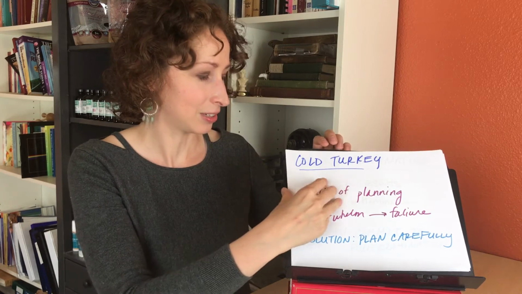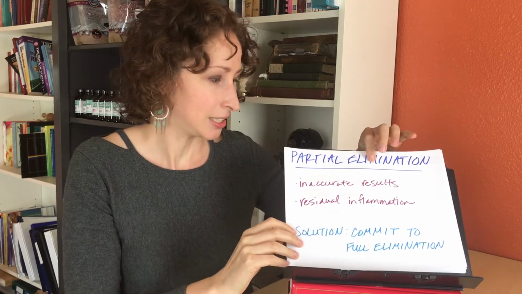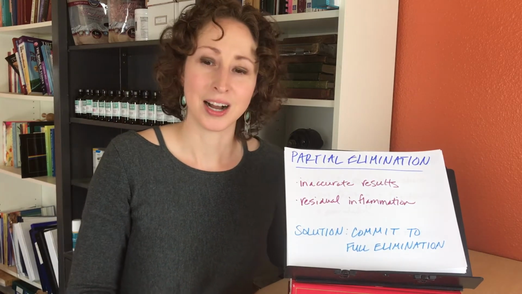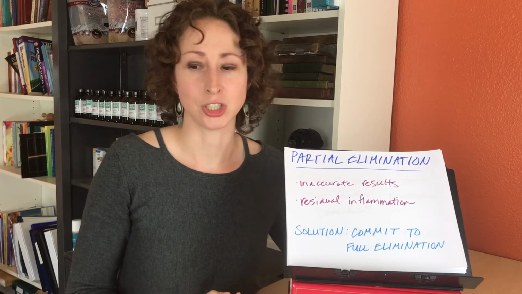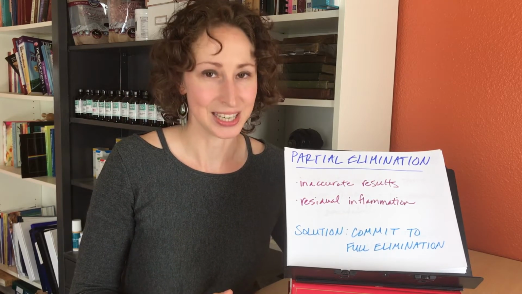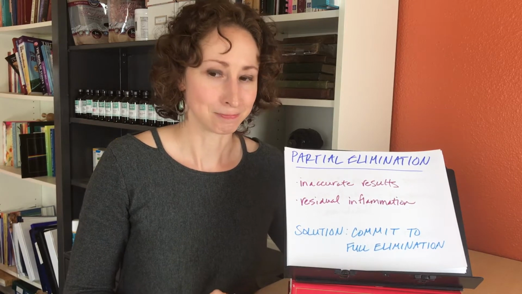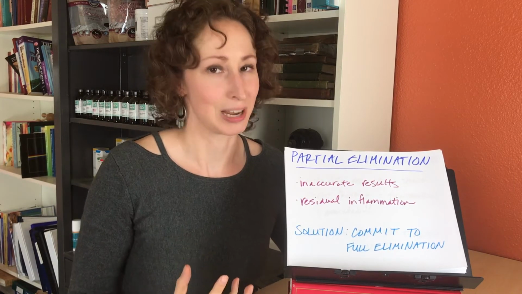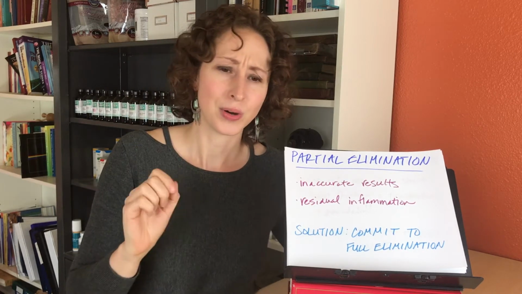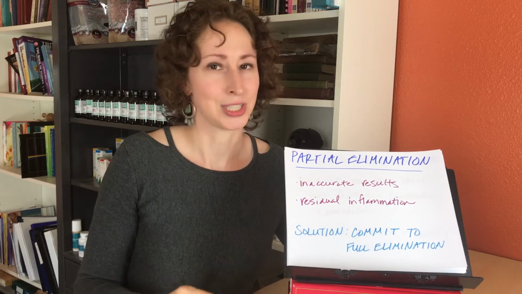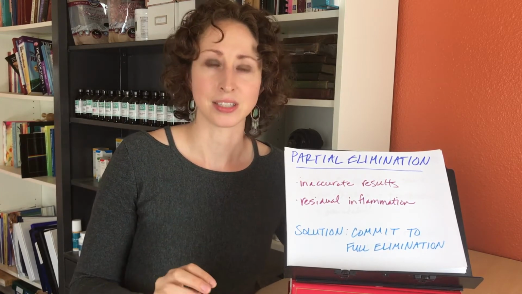Okay, so let's move on to the second mistake that people make. So we've got partial elimination. Partial elimination is something that I see really commonly. It happens quite a bit when people don't take everything out that they should because it seems easier, right? Where it's like, I can't handle taking gluten out right now, so I'm just going to take dairy out, and maybe eggs, that type of thing.